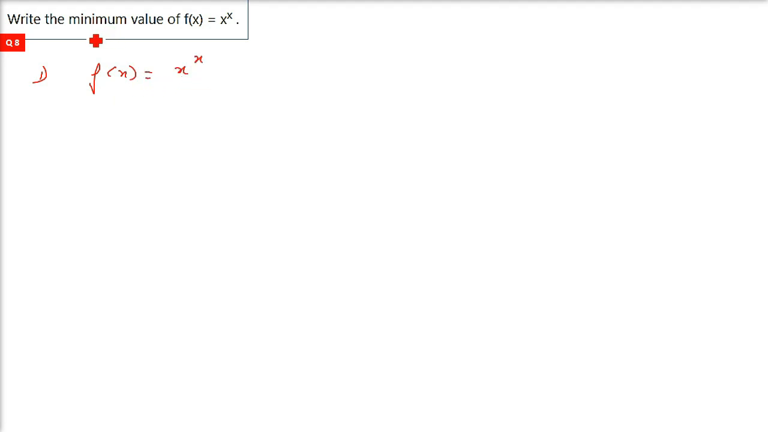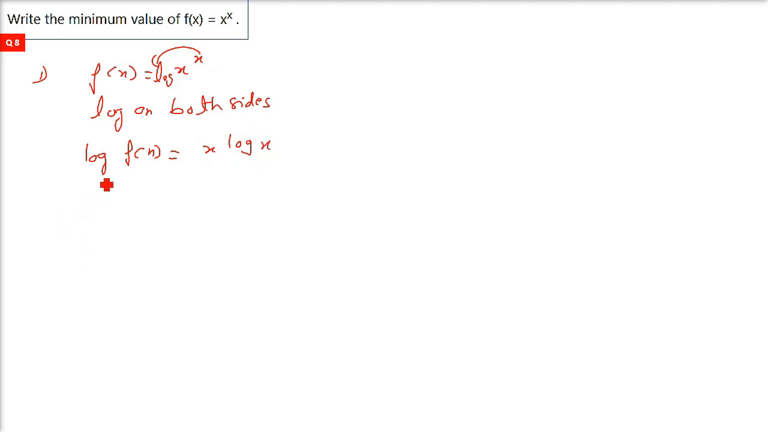Minimum value, for that we need to do differentiation and equate it to 0. Differentiation is quite clear to you, how to differentiate this. This differentiation will start only when we take the log on both the sides. That's the only possibility. So we'll take log on both the sides. So this will become log f(x), and here when you take log, this power will come in front of log. So it will be x log x.